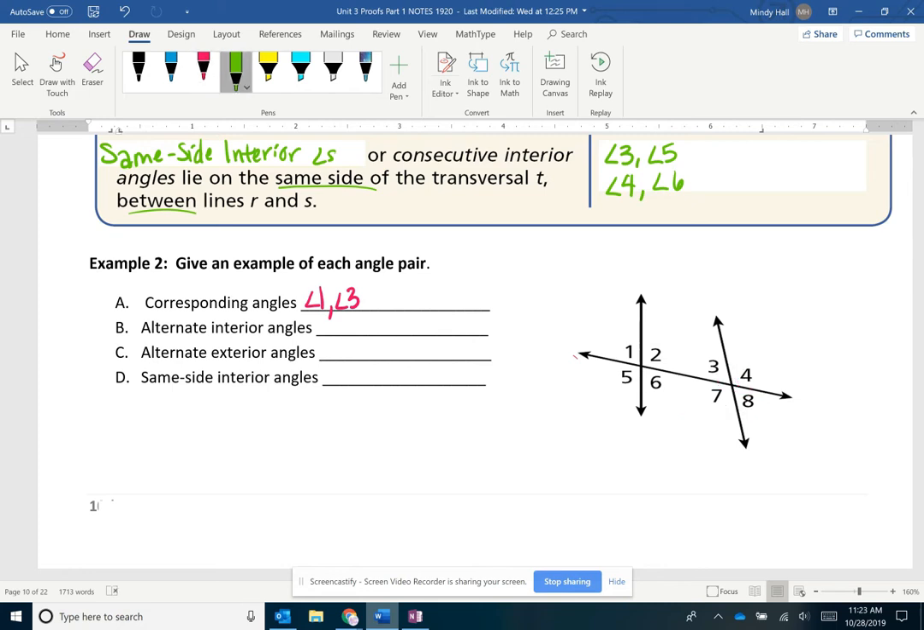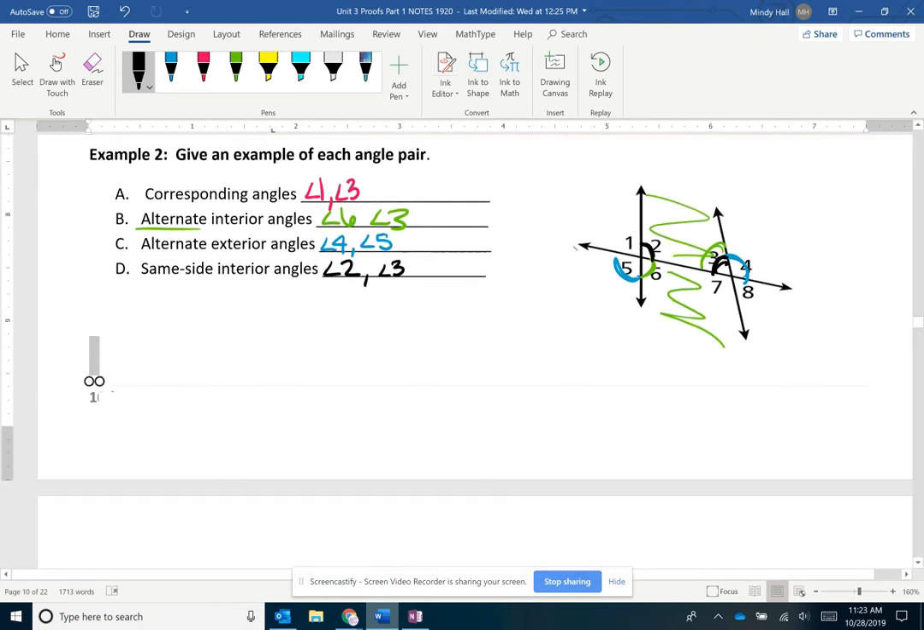Then for alternate interior angles, we would want to be between the two lines, somewhere in here, and on opposite sides because it's alternate. So if I'm at angle 6, then I am going to be at angle 3. Your alternate exterior angles are going to be angle 4 and angle 5, because they are outside of your lines. And last but not least, our same side interior angles are going to be on the inside between the lines and on the same side. So that's going to be angle 2 and angle 3, or angle 6 and angle 7.